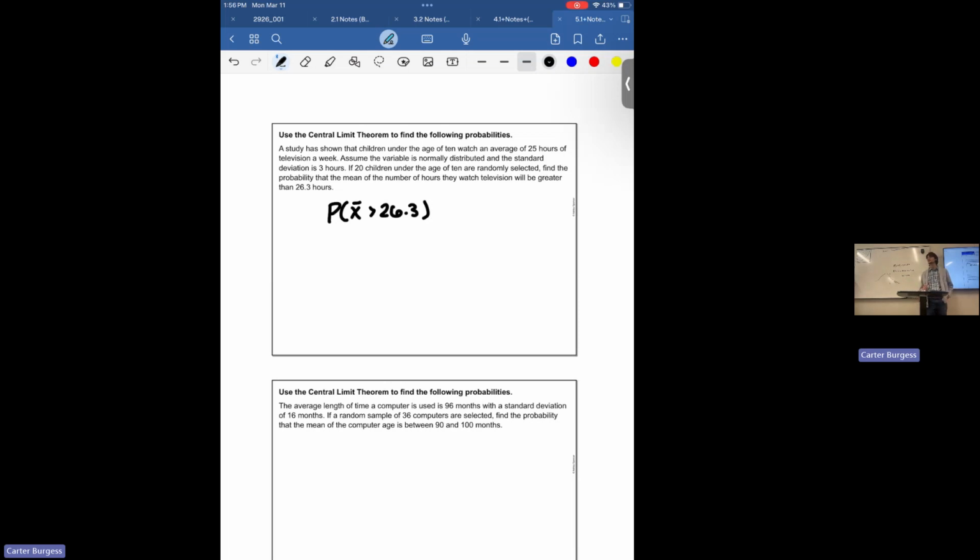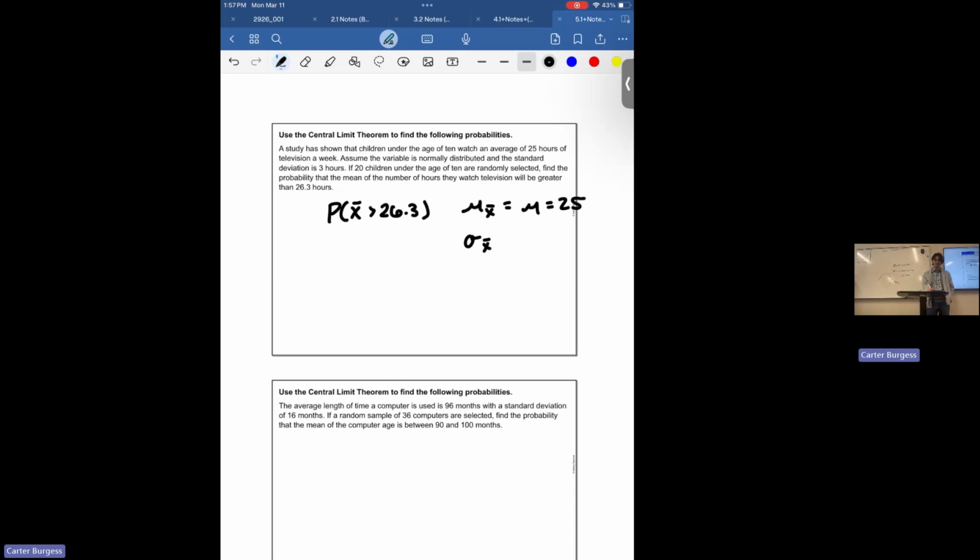So we need to figure out our mean that corresponds to the sample, as well as the standard deviation that corresponds to our sample here. So what is the mean that corresponds to our sample? 25. It's just 25. It's the exact same thing as the mean, which in this case is 25.